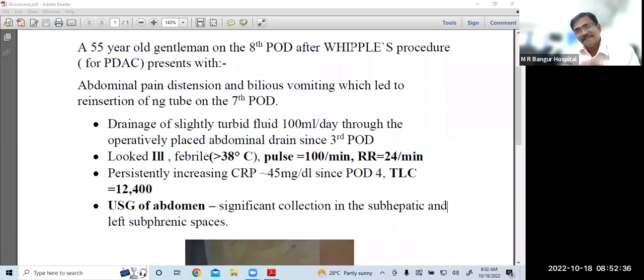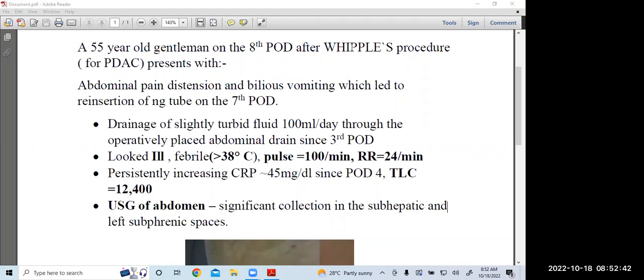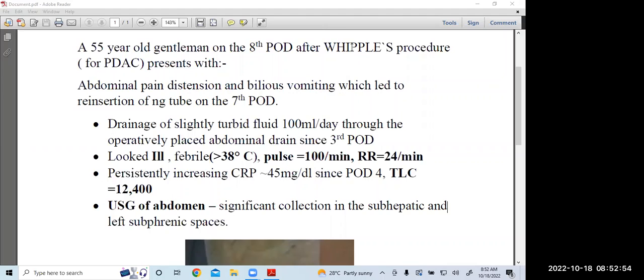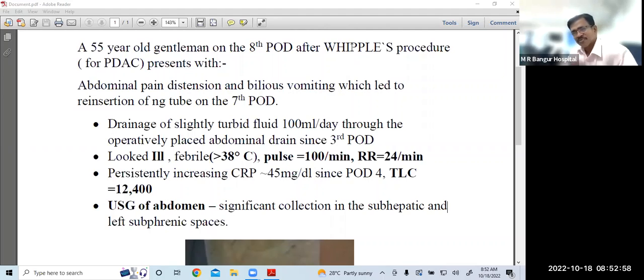Yes. You see, there are some small ducts on the surface of the pancreatic parenchyma. So people who are proponents of duct to mucosa say that the small duct is obliterated. But people who do the full anastomosis say that if you do this full length anastomosis, the small ducts also drain. But you see, the outcome of fistula is almost comparable.